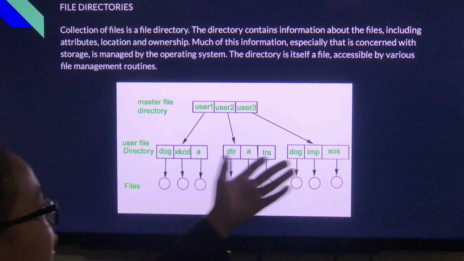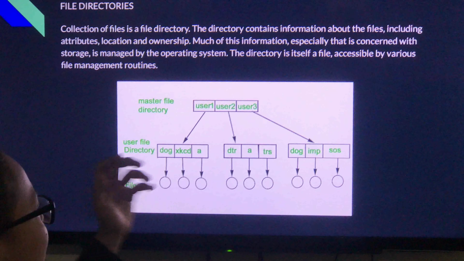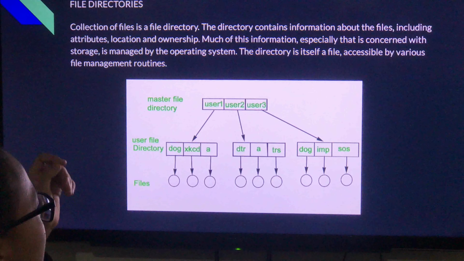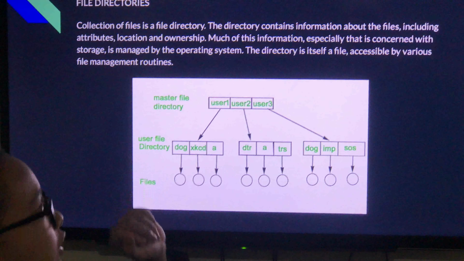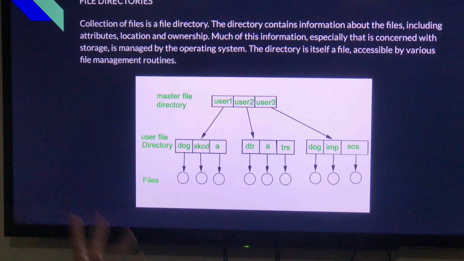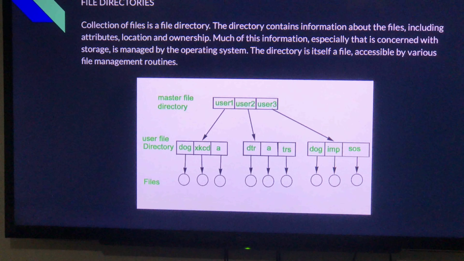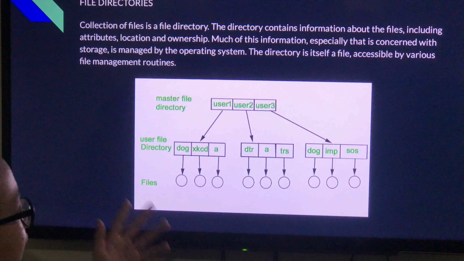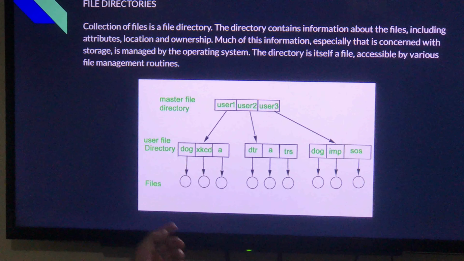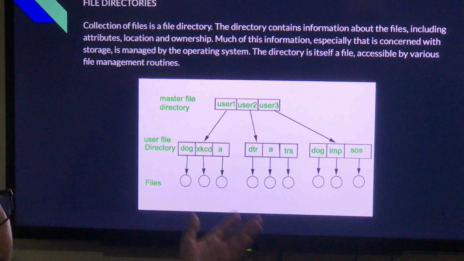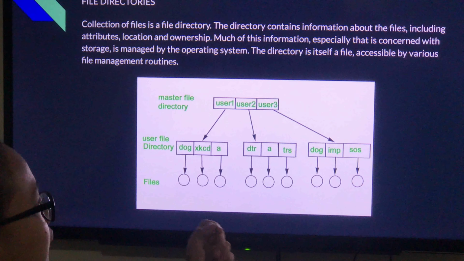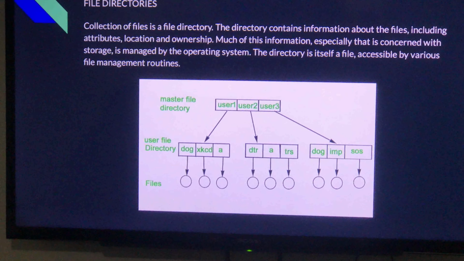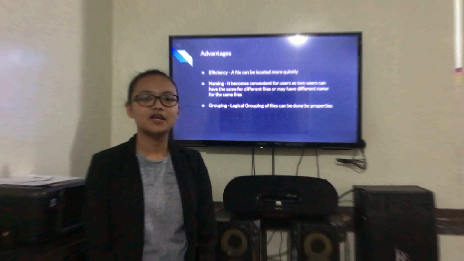So this is the file directory. It can be accessed by user 1, user 2, and user 3 by their various file management routines. So for example, user 1 wants to access DOG, XKC, and A, while user 2 wants to access DTR, A, PRS, and user 3 wants to access DOG, IMP, and SOS.